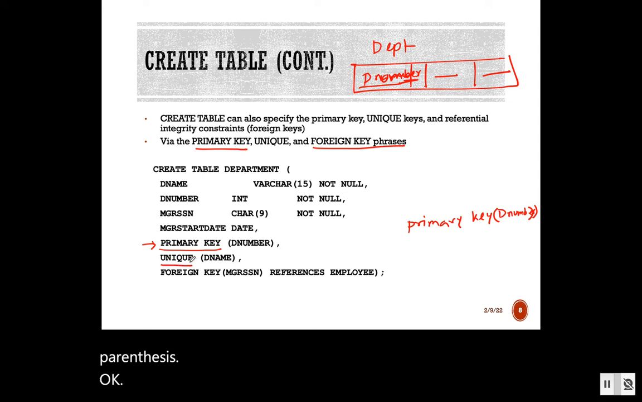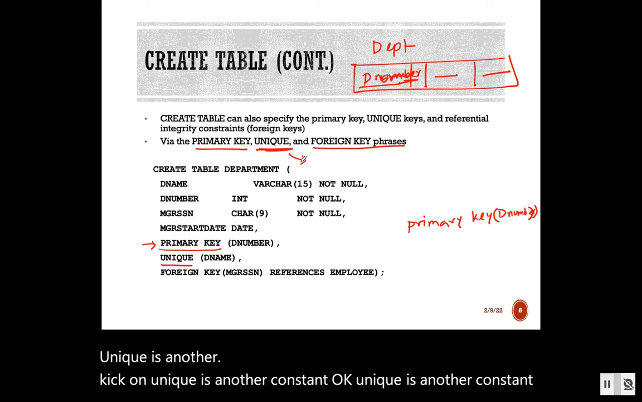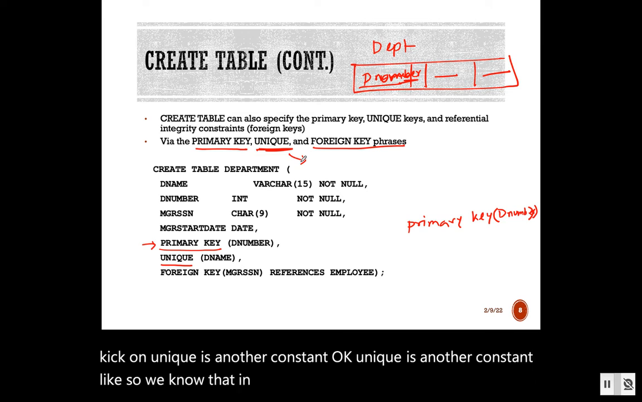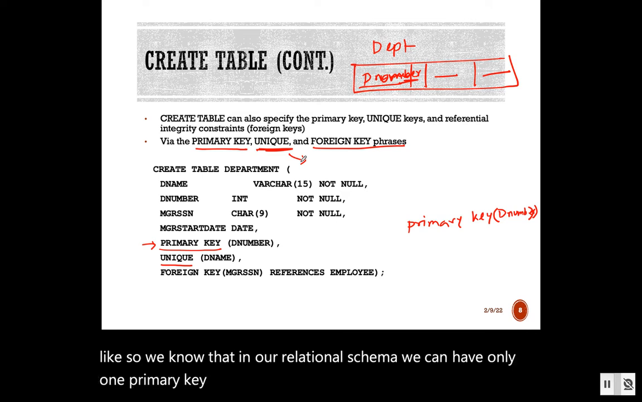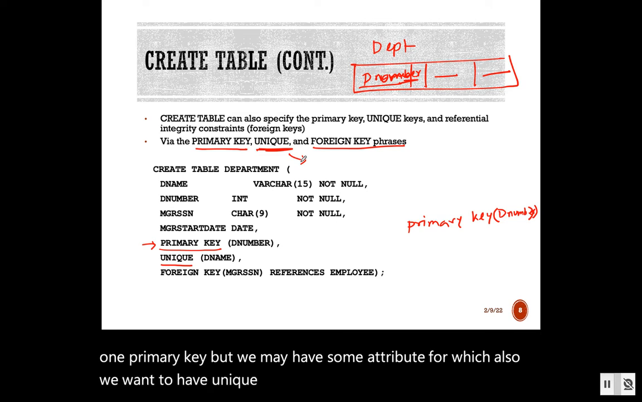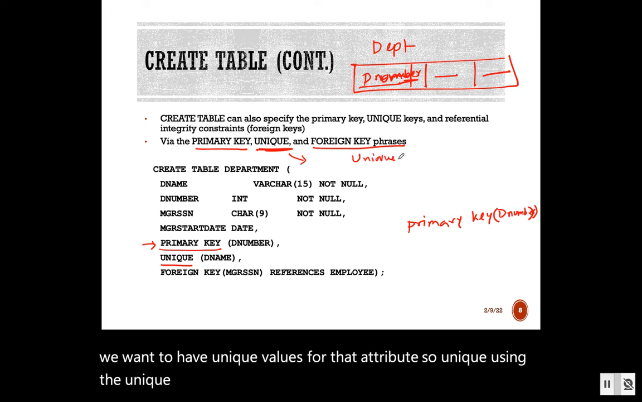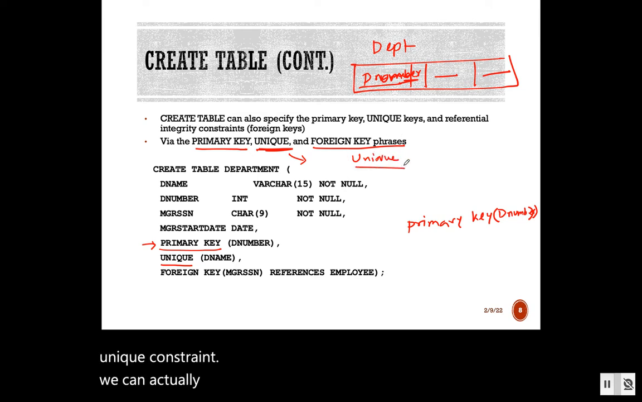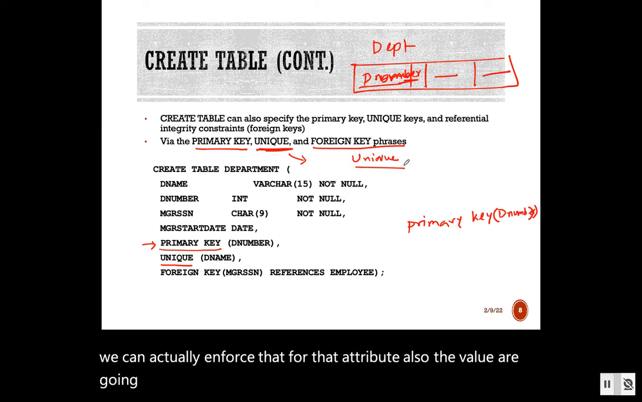Unique is another constraint, okay. So we know that in our relational schema we can have only one primary key, but we may have some attribute for which we also want unique values. So using the unique constraint, we can enforce that for that attribute also the values are going to be unique for each record.